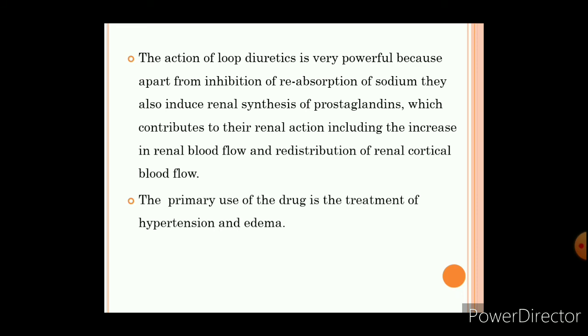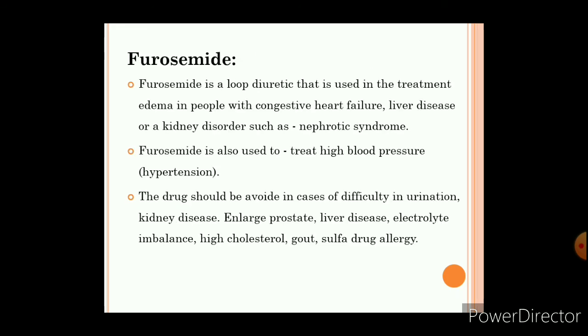The action of loop diuretics is very powerful because, apart from inhibition of reabsorption of sodium, they also induce renal synthesis of prostaglandin, which contributes to their renal action, including the increase in renal blood flow and redistribution of renal cortical blood flow. The primary use of the drug is the treatment of hypertension or edema. The drug used as a loop diuretic is furosemide.